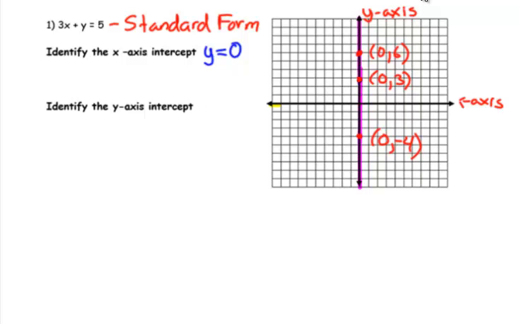What do we see in all of those points? The x value is 0. So when we have the y-axis intercept, the value of x is going to be 0. We're going to use that information to help us find the x-axis intercept and the y-axis intercept, and then we're going to plot those points and graph the line.